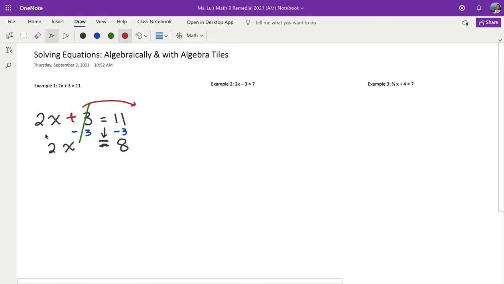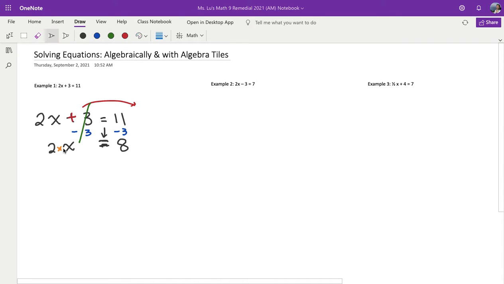Now we have 2x equals 8. Our coefficient here, remember what a coefficient is? Our coefficient here is a 2, and not just any 2, it's a positive 2. So what we should do is, because you have 2 times x, remember when there's nothing written in the middle, that is a multiply.